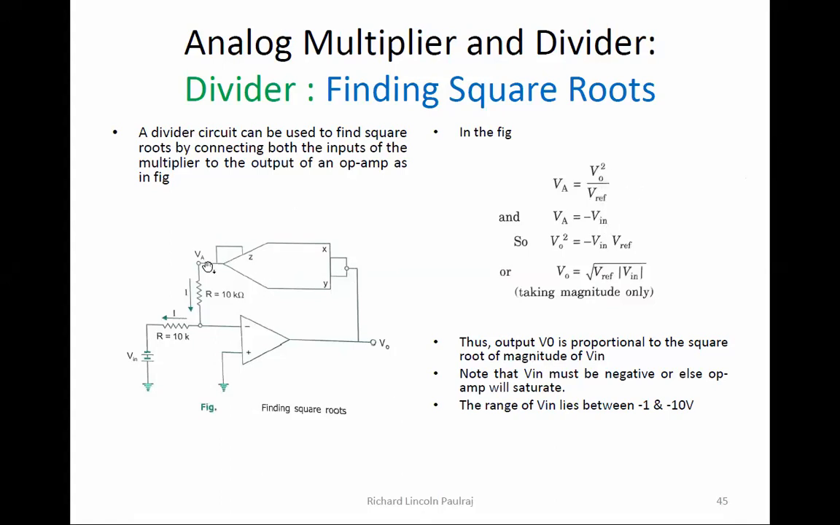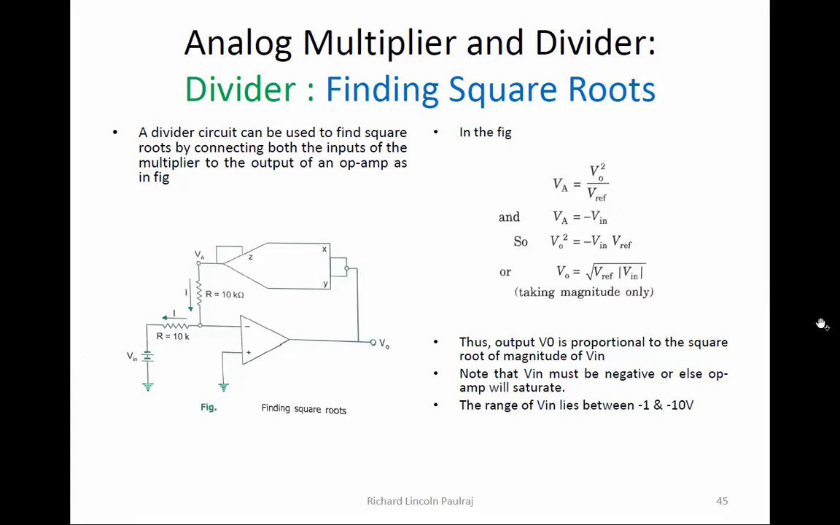And VA is equal to minus V in, whatever is my input voltage, minus of that. So I'm just trying to take terms around, right? VA into V reference comes here, cross multiplies. So V naught square is equal to minus V in into V reference, because VA is equal to minus V in. I'm just substituting here. Instead of VA, I'm using minus V in. So minus V in stays and V reference is here.